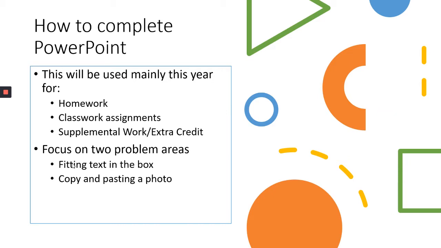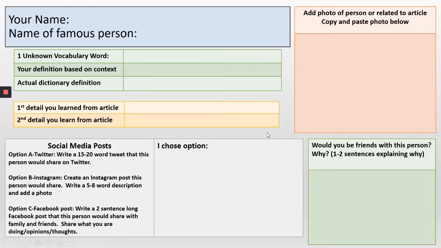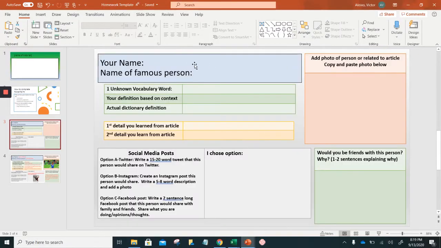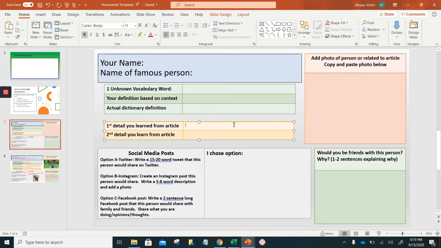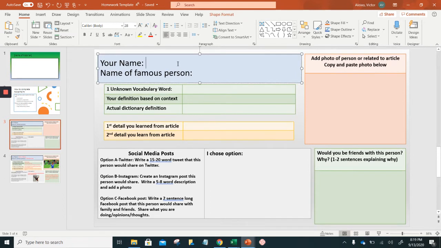The problem is sometimes things don't always go so smoothly. Today, we're going to work on fixing two problem areas. One is fitting text into the box, and two is copying and pasting a photo. Here is the template for your homework assignment. So you'll notice that there are text boxes already put in for you, and it's simple. All you need to do is type in the text boxes.